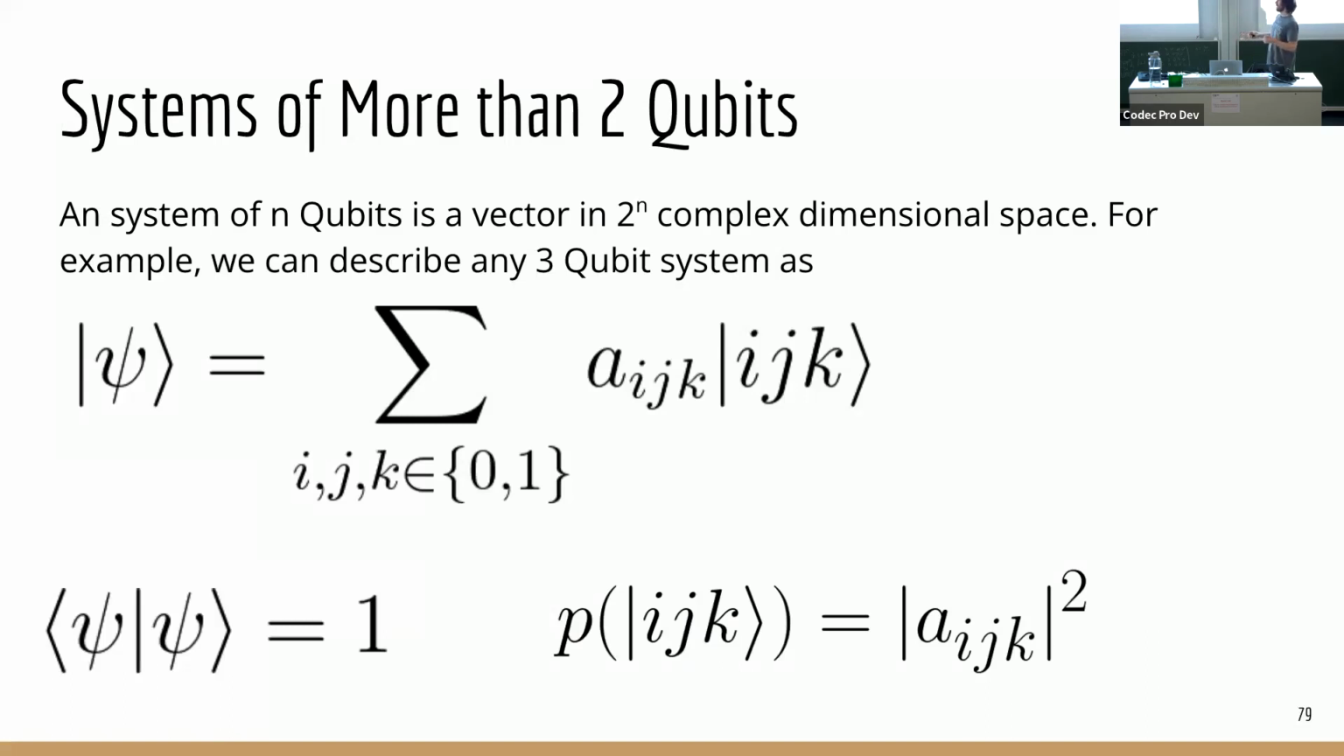So if n equals 3, and we want to deal with 3 qubits, then we can write the state psi as the sum of all of these ijk kets, where i, j, or k are either a 0 or a 1, and they're each scaled by their corresponding probability amplitude. Again, we require that the inner product of the psi ket with itself is equal to 1. And again, the probability that when we make measurements of this state it collapses down to the ijk ket is equal to the modulus of aijk squared.